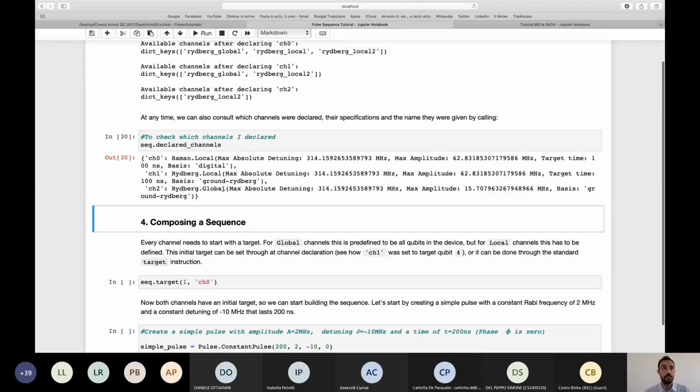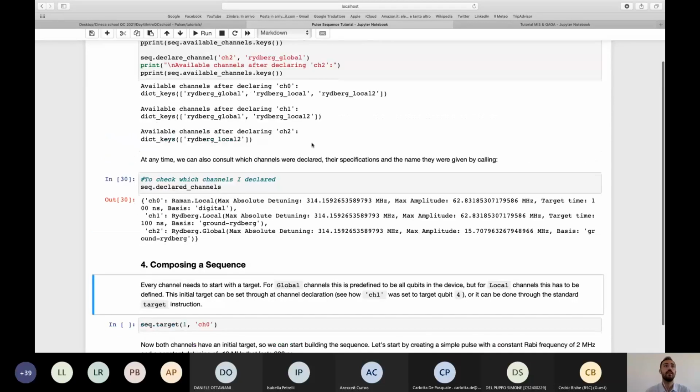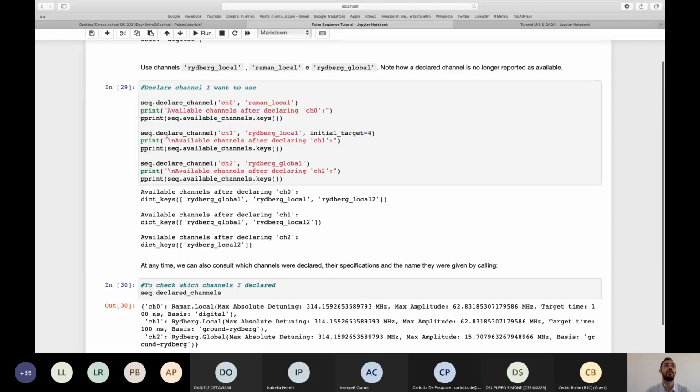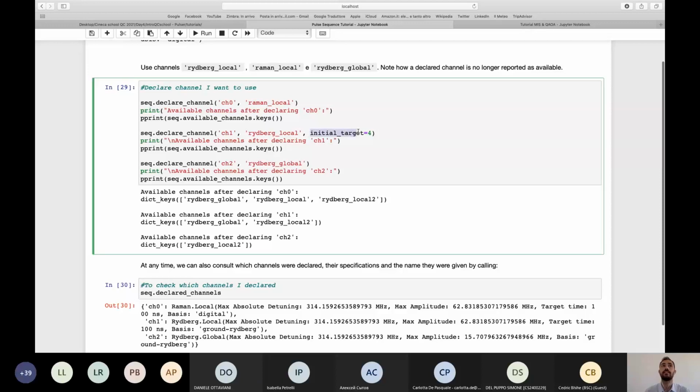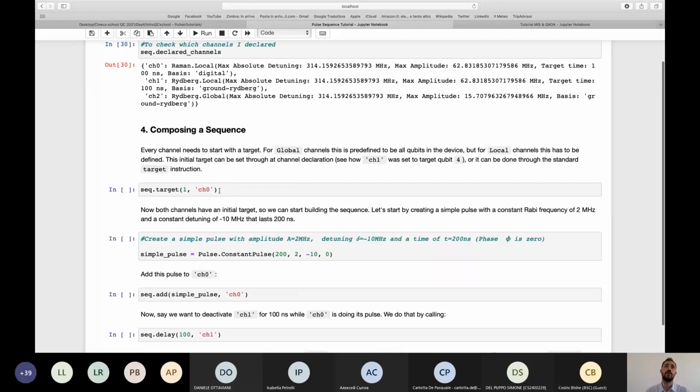Then you can compose a sequence. One thing that I did here, for example: when I declare the channel, I declare this local channel 0 without specifying the target, while for channel 1, I specify the target in the initialization of the channel. So this is target 4. This has no target, but then I have to add the target, and the target is qubit 1 for channel 0. That's the meaning.